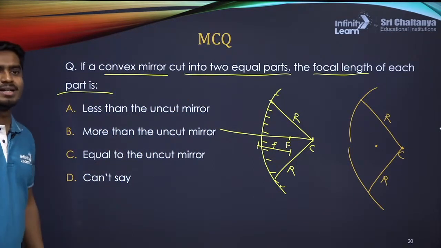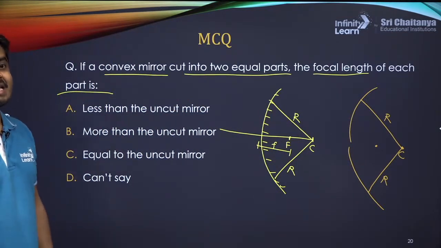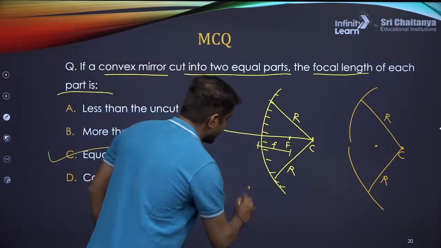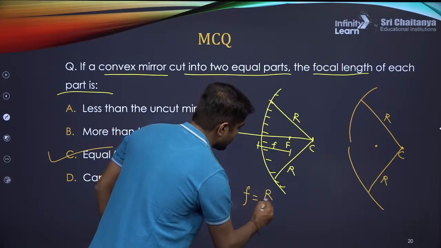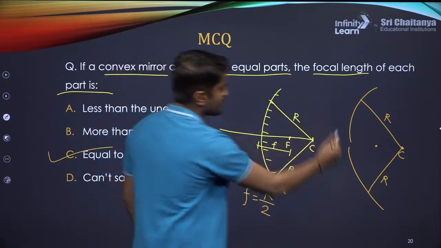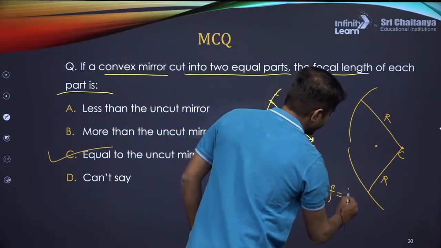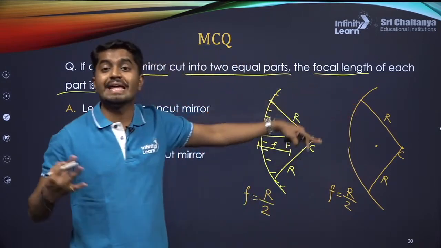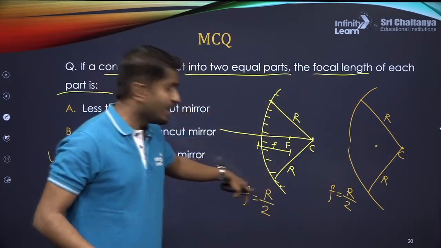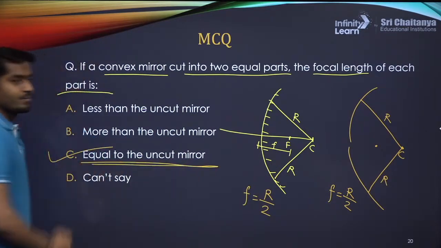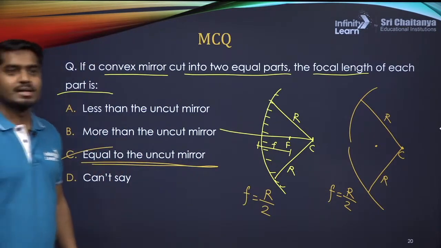Yes, that is going to be equal. Nice, that is correct. Why is it equal? What is the focal length? Focal length is r by 2, radius of curvature divided by 2. In this case, what is the focal length? It is simply r by 2. For both these mirrors, it is going to be equal, and this is equal to the uncut mirror. So that is equal to the uncut mirror. This is the correct option. Clear everyone?